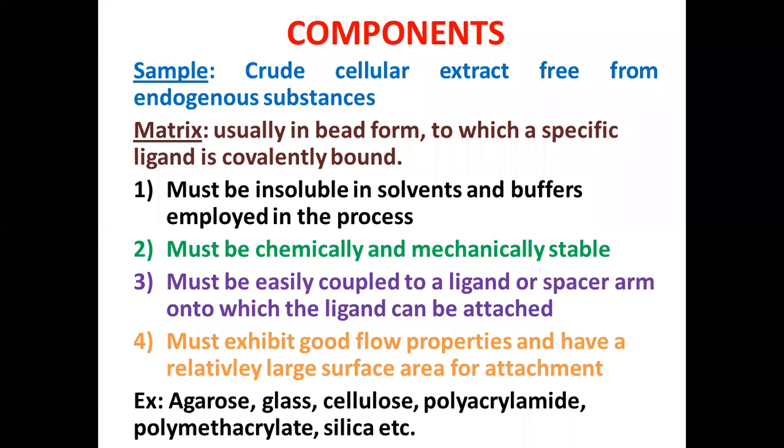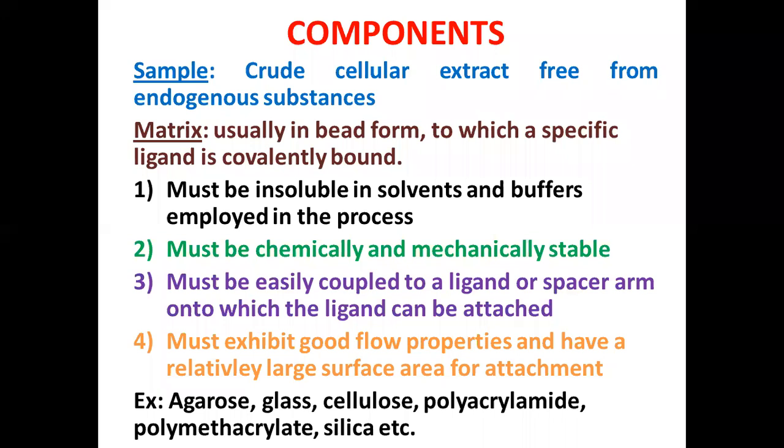And the coupling of the matrix with the ligand or the spacer arm must be very easy. You will come across this spacer arm later. The spacer arm is also a chemical species, and the ligand is also a chemical species. It must be very easy to attach the ligand or the spacer arm to the matrix. Such a type of matrix must always be recommended.